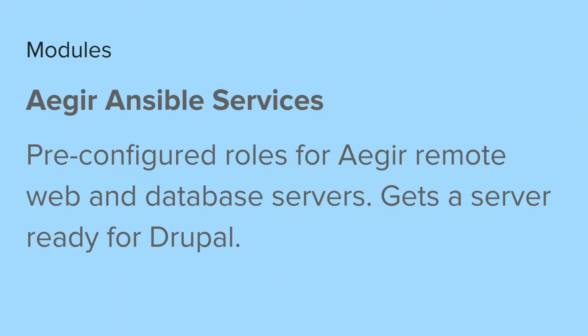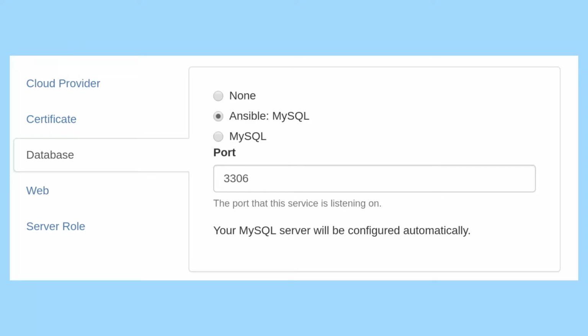Yeah, I've already gone over that stuff. Okay, so it's a set of modules. Services are pre-configured for Aegir, like get it to work with Apache, get it to work with the database. You just select Ansible MySQL, and look, it will be configured automatically. Instead of having a text field for the root password, it just generates it and saves it in the system and provides it as a variable to the role.